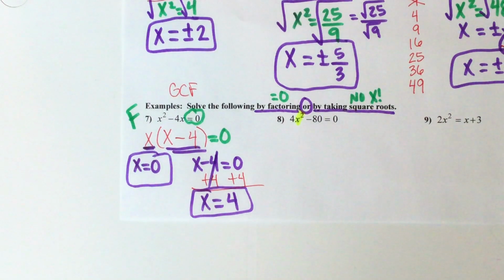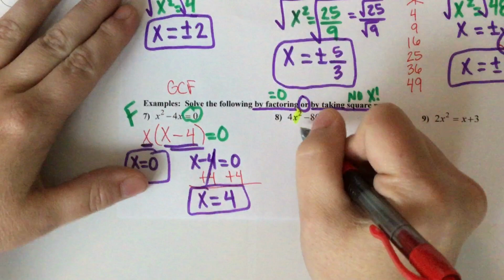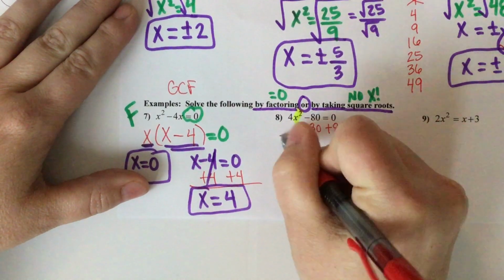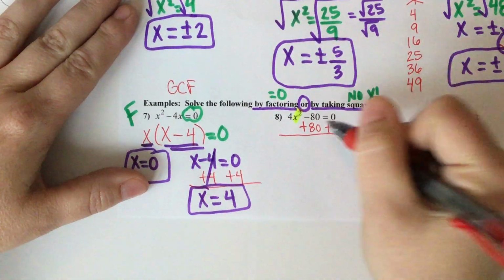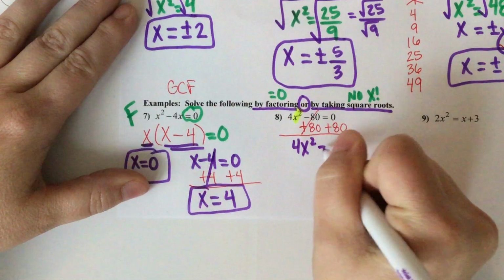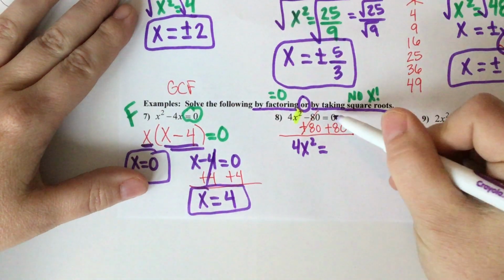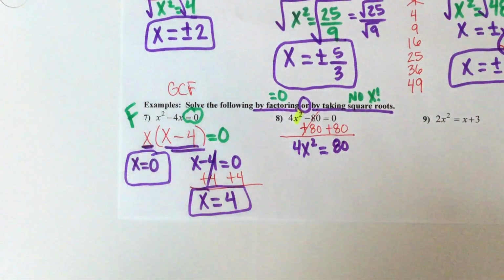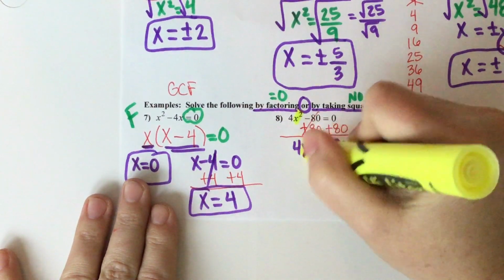So your goal is to get x squared by itself. What do you think you're going to do first? Add 80. You tend to get rid of addition and subtraction first. So we're going to add 80 to both sides. Then the 4x squared is going to come down. The equals is going to come down. And then what's 0 plus 80? 80.